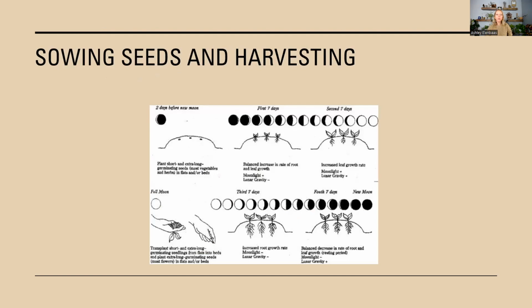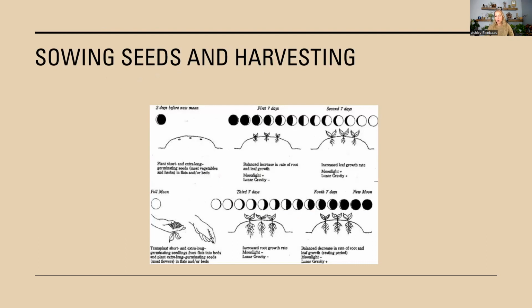Sowing seeds and harvesting, this is just another image. Two days before the new moon, plant short and extra long germinating seeds. Most vegetables and herbs are going to fall in this place. Then we have the first 7 days. This is a balanced increase in rate of root and leaf growth. So we're going to have equal pulling downward and upward in those first 7 days, which is great for letting something new get established.